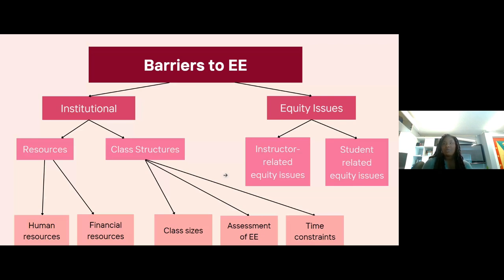We identified three main class structure-related barriers: time constraints, assessments, and class sizes. I'll focus on the first two since we'll delve more into class sizes later on once we talk about resources. With regards to time constraints, many professors felt the traditional 3-credit semester-long course structure doesn't really give students or instructors enough time to fully benefit from all that EE has to offer.